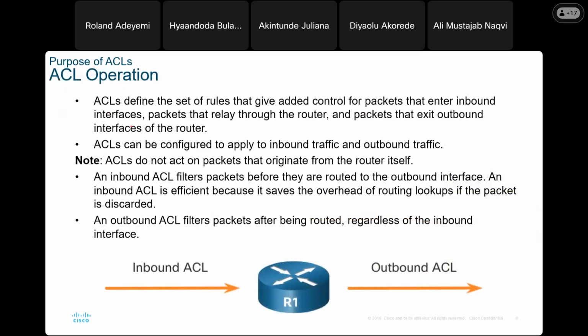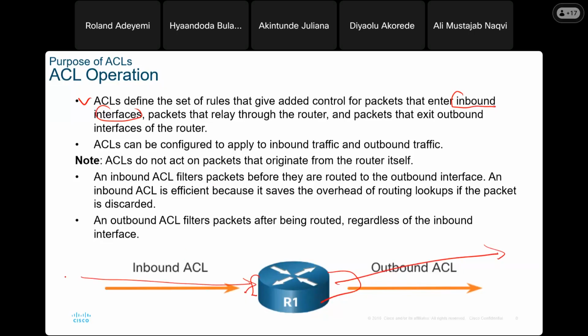Access control is operation. We have said some things about it. Now we're going to say another thing. Now, this part, you may not understand it until we come to configuration, or you may understand it better. Access control defines the set of rules that give added control for packets that enter, take note, inbound interfaces. Anytime you hear inbound interfaces, that means the packet is coming through that interface. And anytime you hear outbound interface, that means the packet is expected to go out from another side.